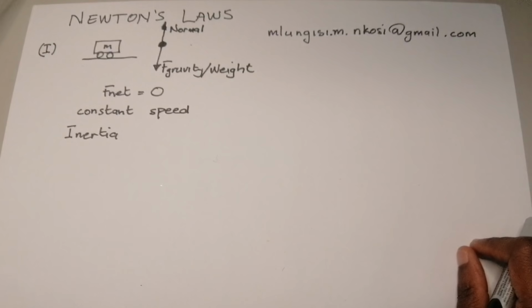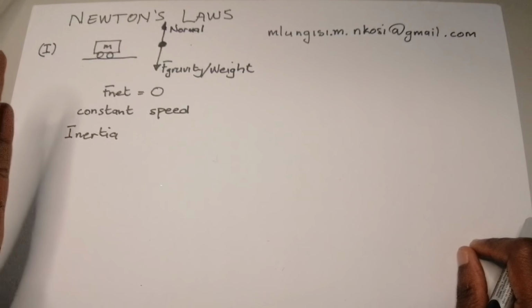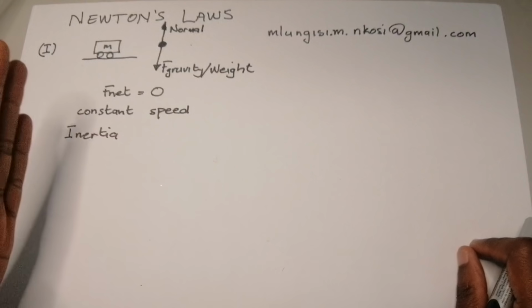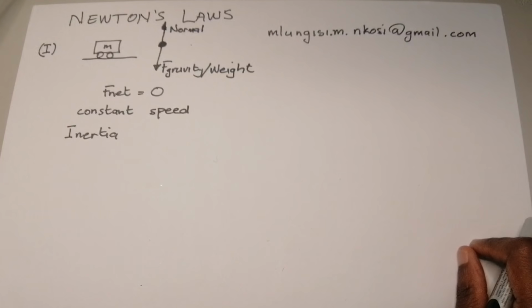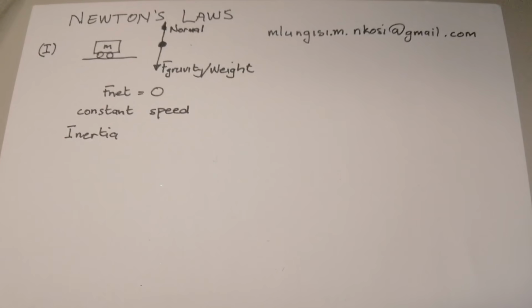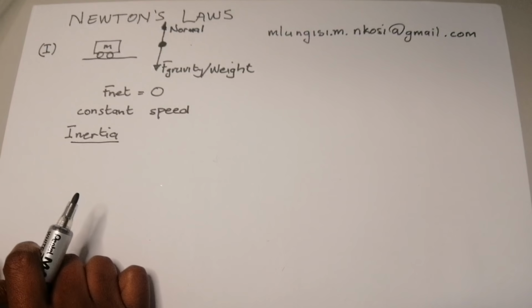Now think about this. What happens if the driver sees a hazard on the road and slams on the brakes? Quickly, what will happen to the people inside? When he slams on the brake, the people inside lean forward. Okay, so it's almost like the car is pushing you forward. But in actual fact, it's the principle of inertia. It's the law of inertia.